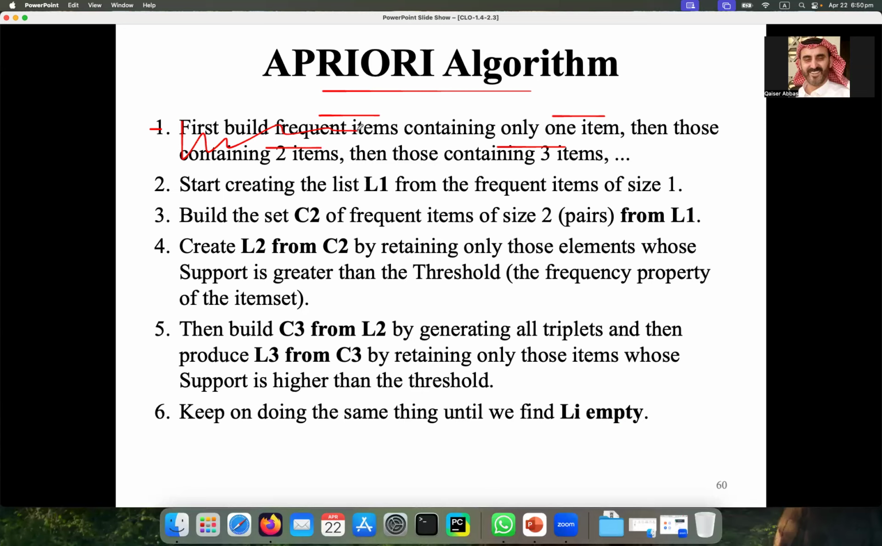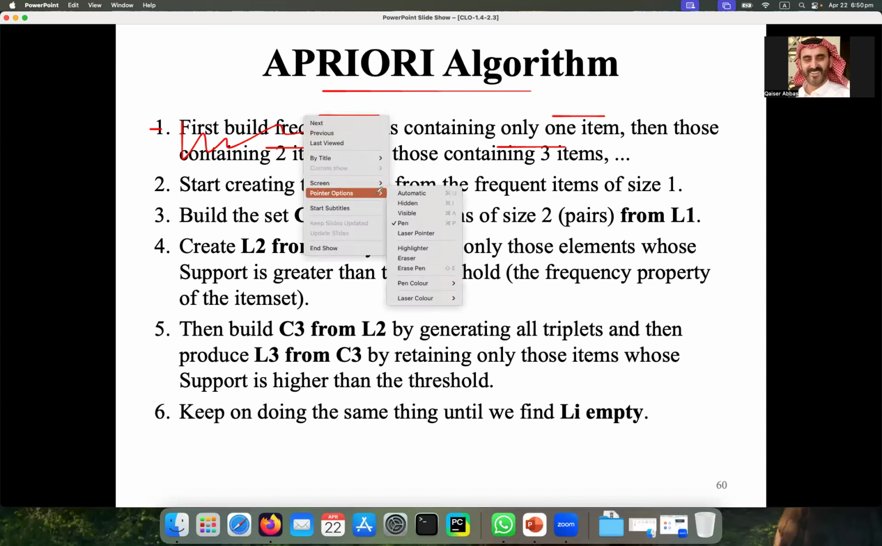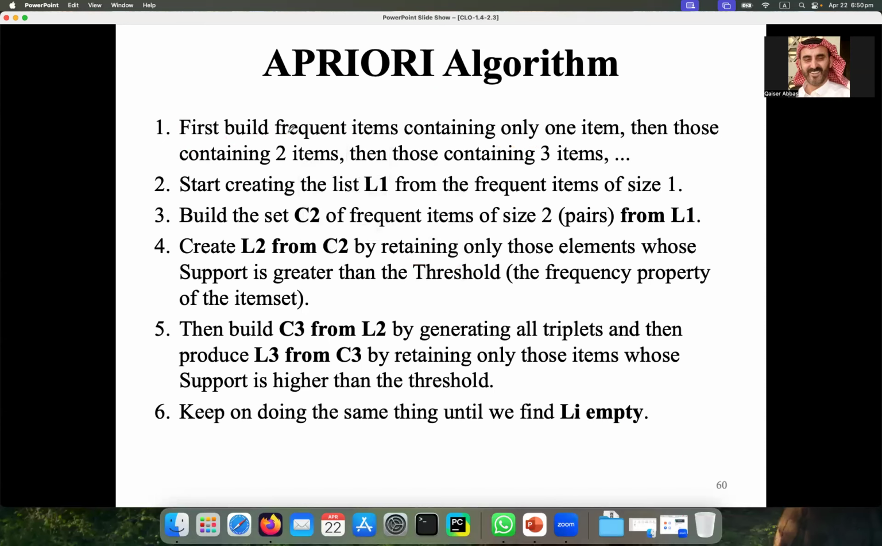So from your data set, what you will do, you will build what? Frequent items. First, you will count the frequency for one item, singletons, and then pairs, two items together, then three, then four, then five items, and so on. And here the algorithm is starting properly from here. Because in the data sets, first you will have all the data points as singletons.